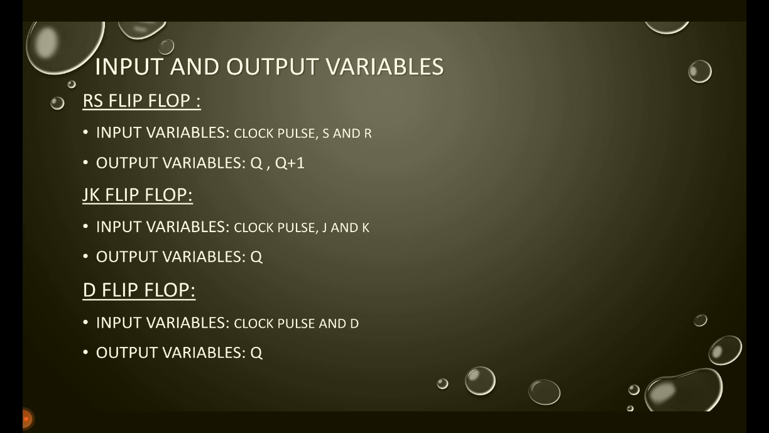Input and output variables. RS flip-flop. Input variables clock pulse, S and R. Output variables are Q and Q plus 1. For JK flip-flop, input variables are clock pulse, J and K. Output variable is Q. For D flip-flop, input variables are clock pulse and D. Output variable is Q.